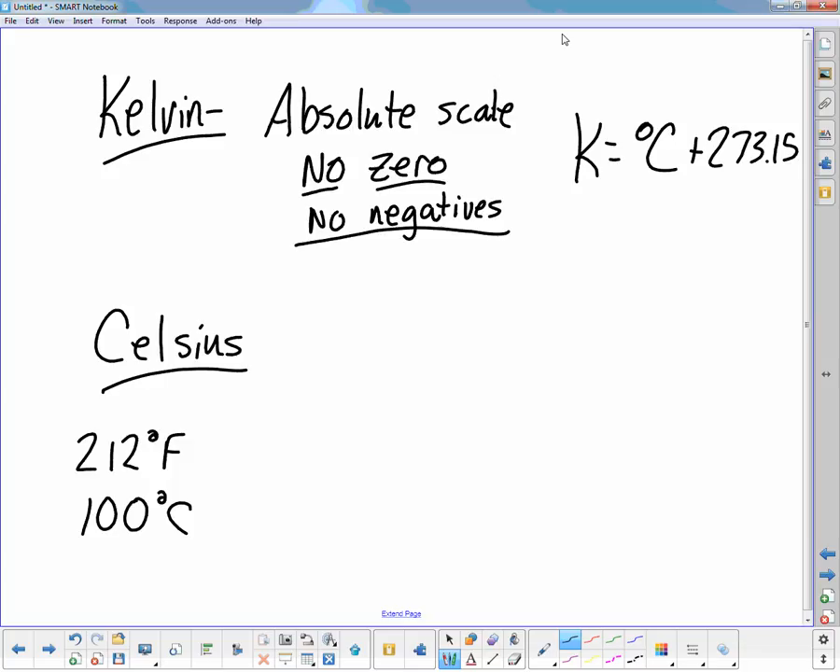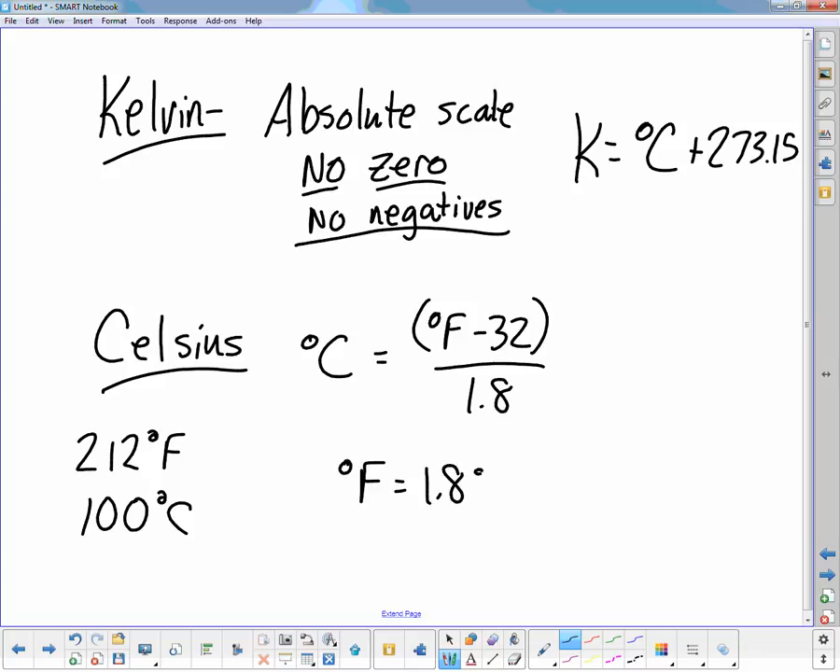So to get from, say, Fahrenheit to Celsius, we would take degrees Fahrenheit and subtract 32, and then divide it by 1.8. Now remember, the subtraction has got to be done first before you divide by 1.8. If I wanted for some reason to take a Celsius temperature and convert it to Fahrenheit, I would do it this way. Okay, so those are two equations that you might want to know.